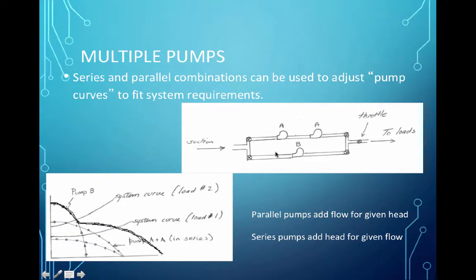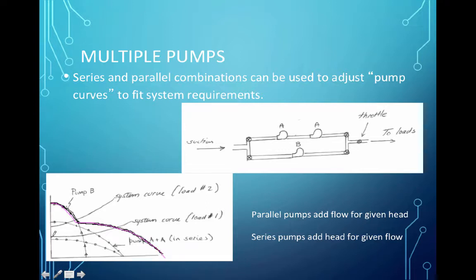We can use multiple pumps if we can't find a single pump that performs as desired. If we put pumps in parallel, they'll add flow for a given head. If we put them in series, they add head for a given flow rate. So here's an example of two pump A's and one pump B. The two pump A's are in series. The pump B is in parallel to the two pumps A. And so the composite pump curve is this guy.